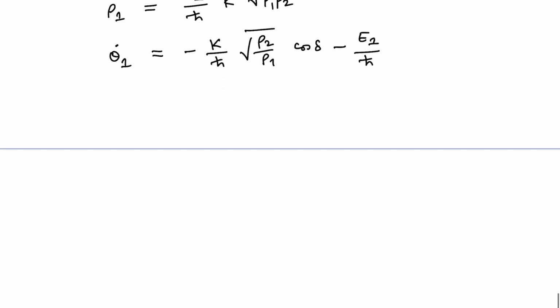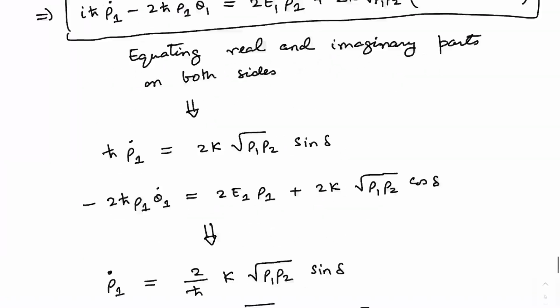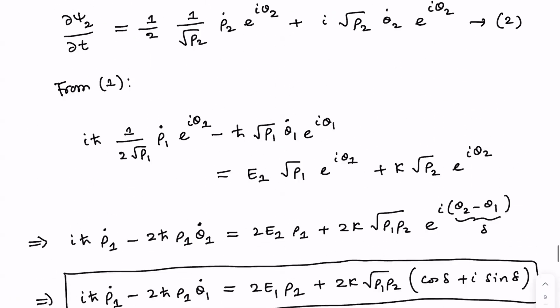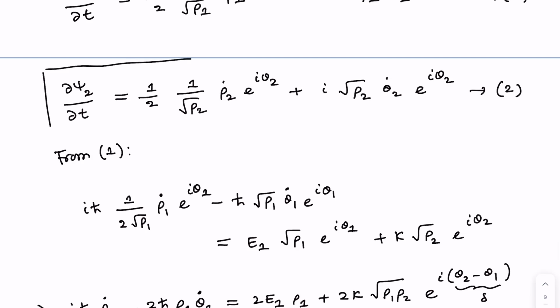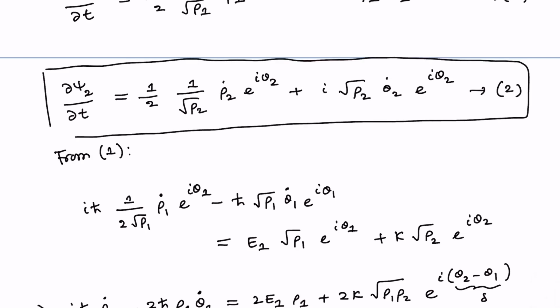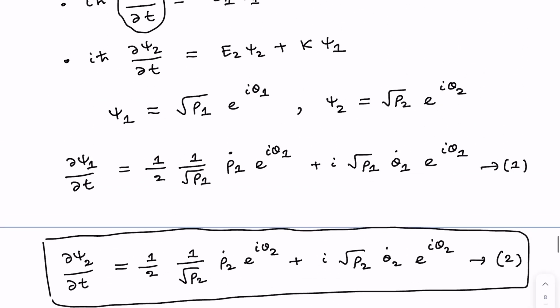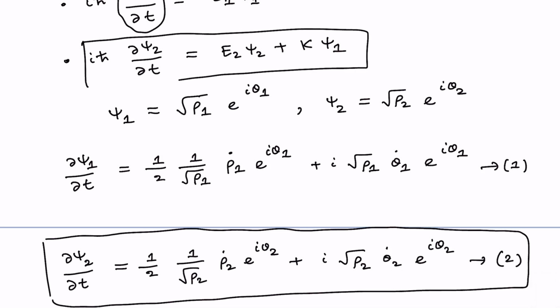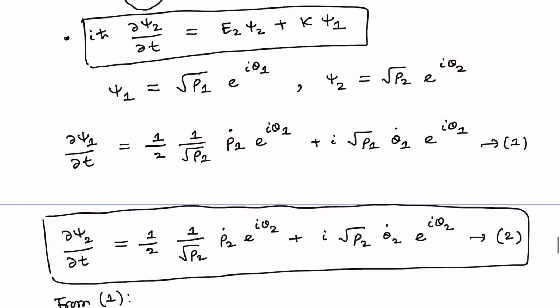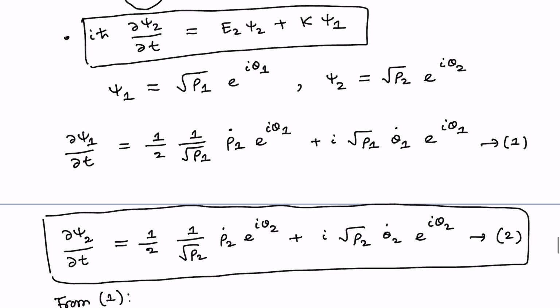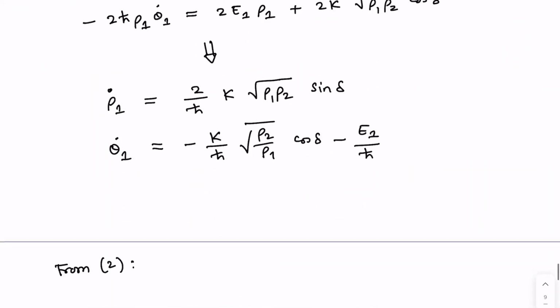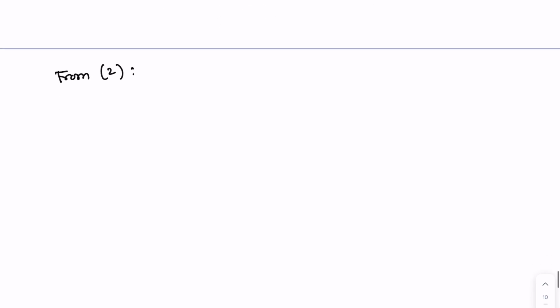Now from the second equation you can do a similar calculation. So from equation number 2, you have to put it in this Schrodinger equation. On the left hand side, psi 2 you also put as square root of rho 2 e to the power i theta 2. Then if you do the algebra similar to the one that I have done, I am giving you the final expression here, so that it is easy to understand.